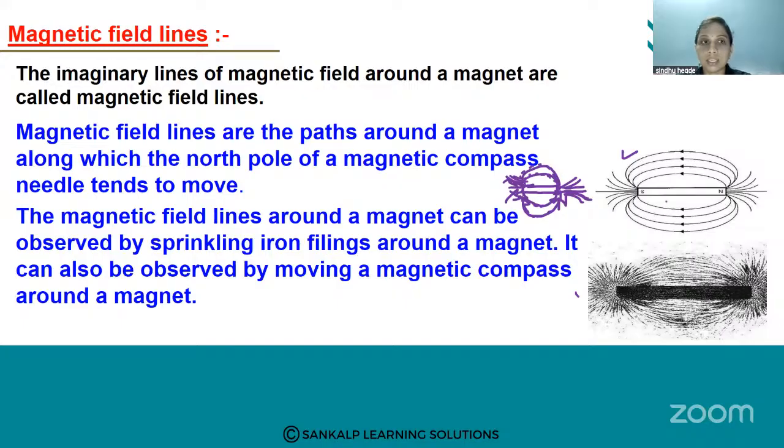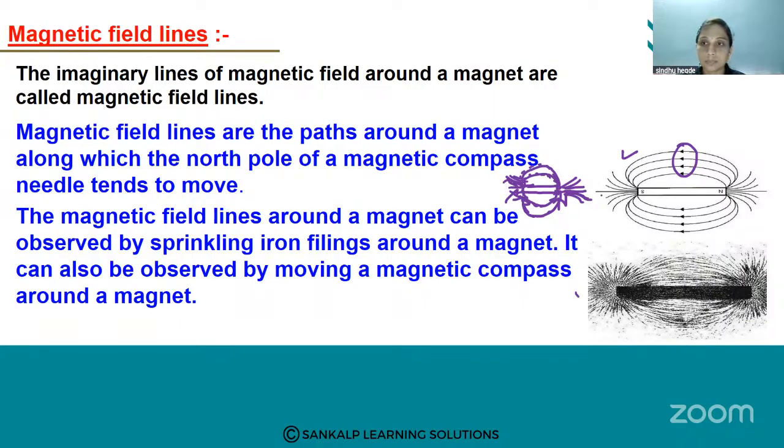This is nothing but imaginary lines of magnetic field around a magnet. This is called imaginary lines. See, this is about the magnetic field lines. Later, we will discuss the direction of field lines and all. I hope you got clear about the concept, what is magnetic field and what is magnetic field lines.